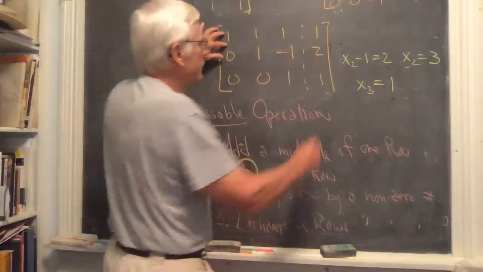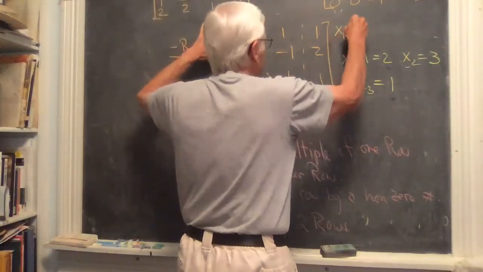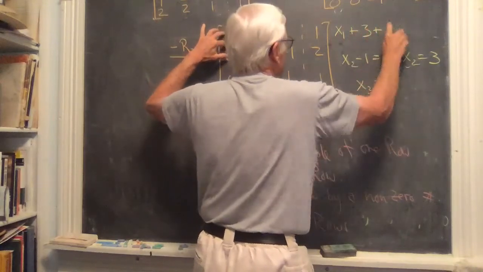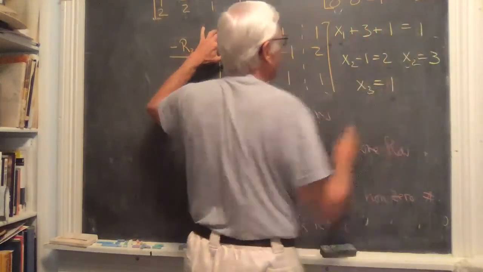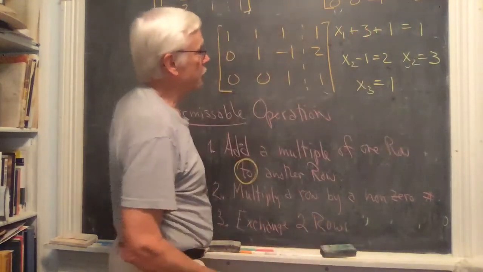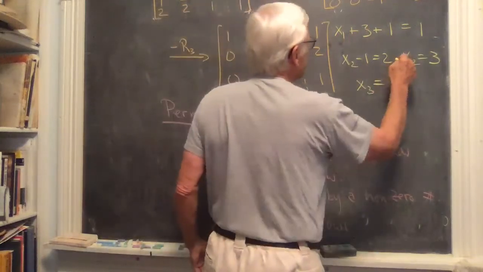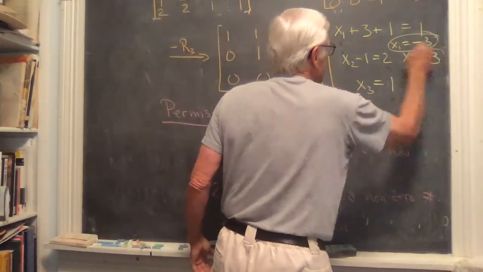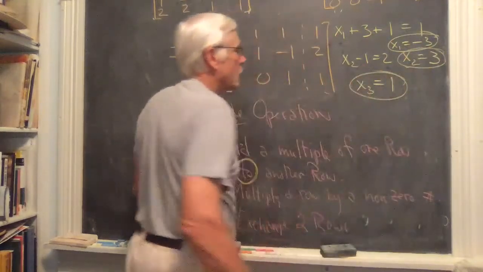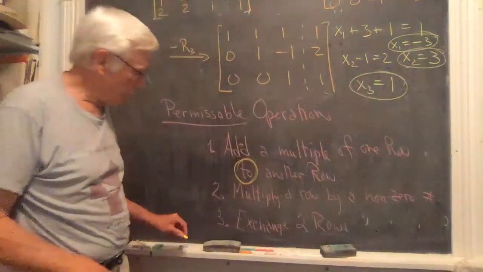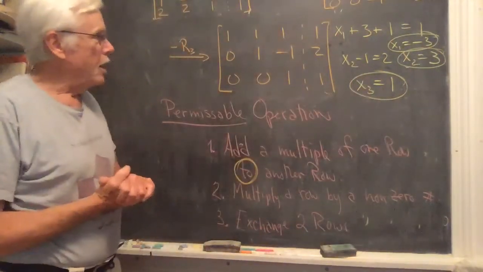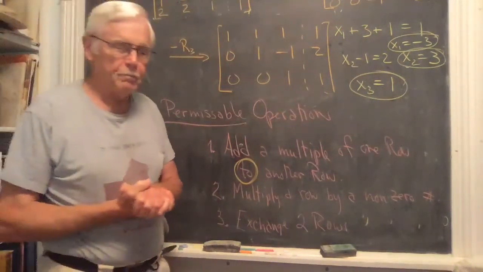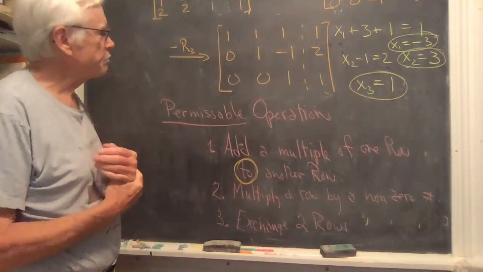And then x1 plus x2 plus x3 equals 1. So x1 is minus 3. So there's the solution here. But tomorrow we'll see what happens when you have a free variable and so on, how you get those.